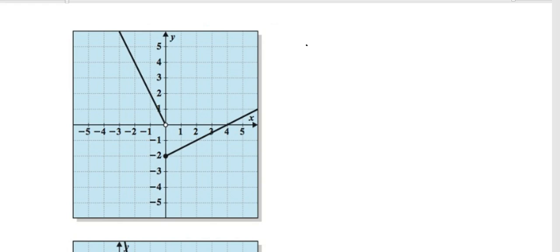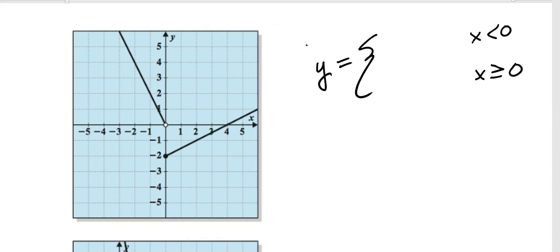Now let's write the piecewise function from the graph. So we can see that we're going to have two different regions. We're going to have y equal to two different things. One when x is less than 0, and one when x is greater than or equal to 0. Do you see why that happens? You can see right here, this is where there's a discontinuity. Something's changing there.